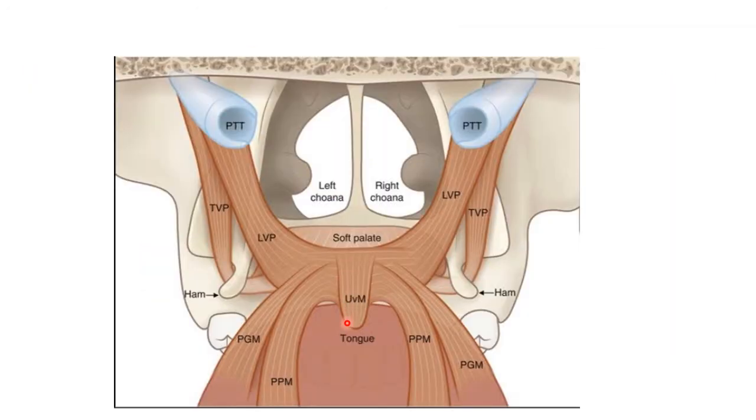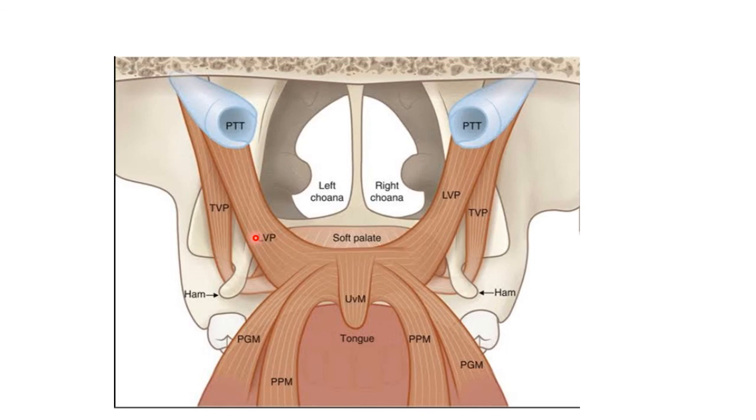Then the musculus uvulae. This is a longitudinal muscle strip on either side of the median plane within the palatine aponeurosis. It arises from the posterior nasal spine and the palatine aponeurosis and is inserted into the mucous membrane of the uvula. It pulls the uvula forward to its own side.